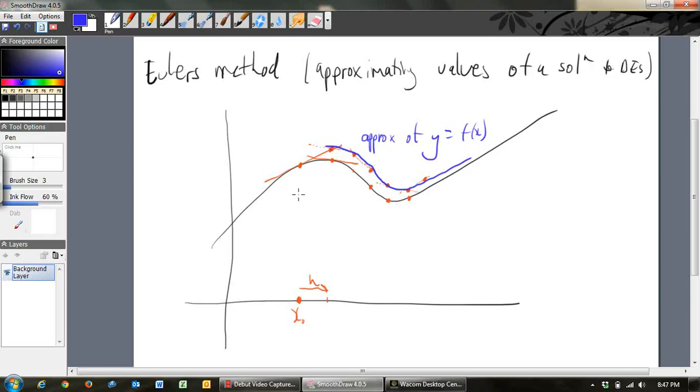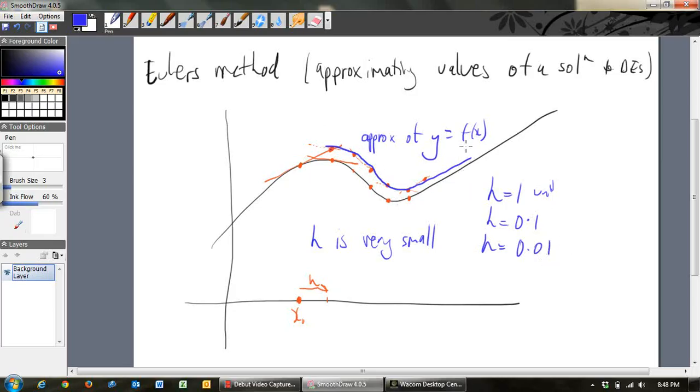But that looks pretty inaccurate, doesn't it? What happens is, as h gets very small, it gets more and more accurate, closer and closer to the function. If h was equal to 1 unit or something like that, that's generally considered quite bad. If h was equal to 0.1, that's actually pretty good. The smaller that h gets, the better it gets.